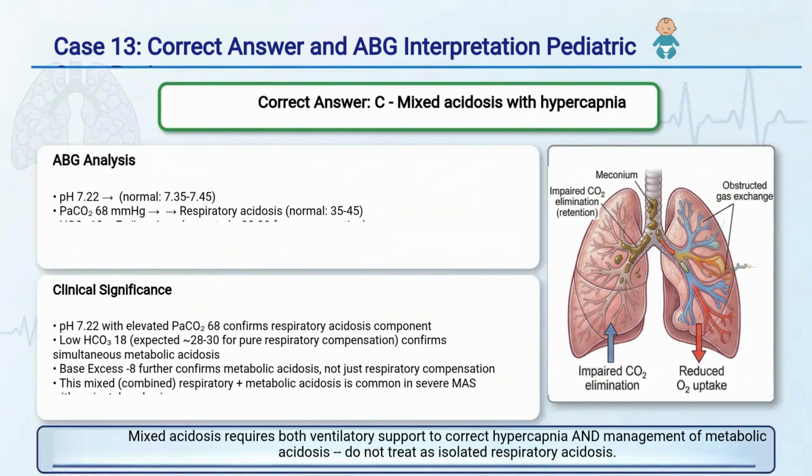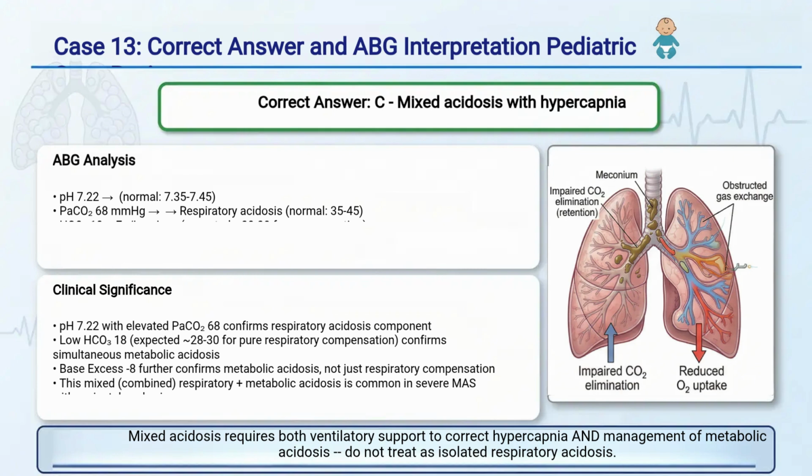The bicarbonate of 18 milliequivalents per liter is low. For pure respiratory compensation, we would expect approximately 28 to 30, so this confirms simultaneous metabolic acidosis. The base excess of -8 further confirms the metabolic acidosis component. The partial pressure of oxygen of 45 millimeters of mercury confirms hypoxemia, normal being 50 to 70 millimeters of mercury.